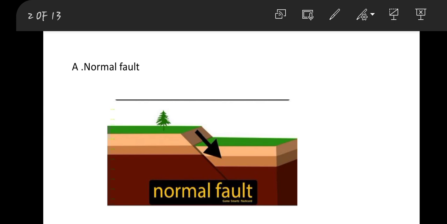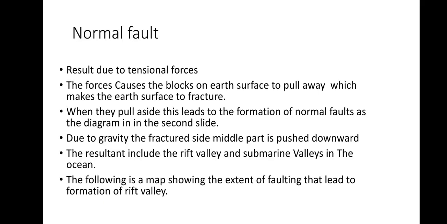Before this process happened, the land was green and the green parts were attached together, but something happened. One side became lower than the other side, and right now I'm going to explain what transpired that caused one side to be higher than the other, which side moved and which side remained as it is. So it's due to tensional forces.